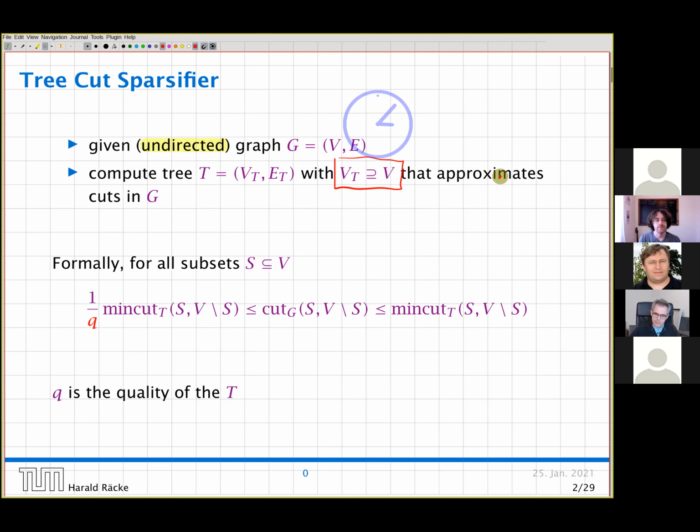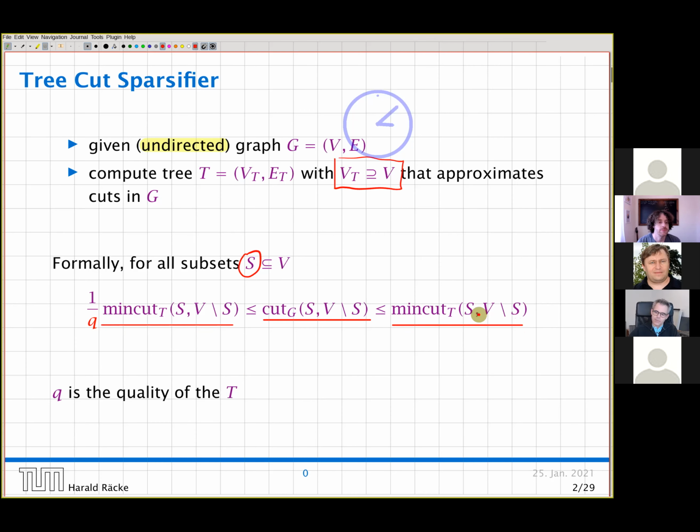So what does it mean to approximate the cuts in G? Suppose that I take a set of vertices S, and now I look at the corresponding cut in G, and this should denote the capacity of the cut, the total capacity of all edges that cross the cut. So the weight of an edge is the capacity. And now I want that the corresponding cut in the tree is larger, but not too much larger. So what does it mean, the corresponding cut in the tree?